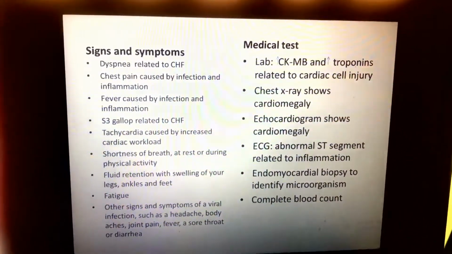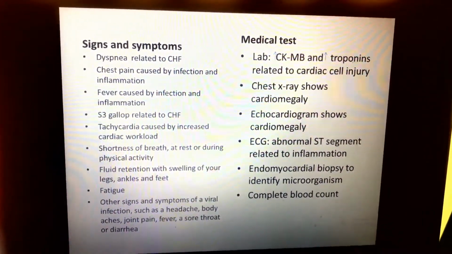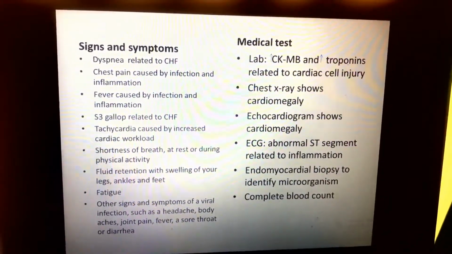Now, what are the signs and symptoms we can see when the client has myocarditis? We can have dyspnea related to chronic heart failure.